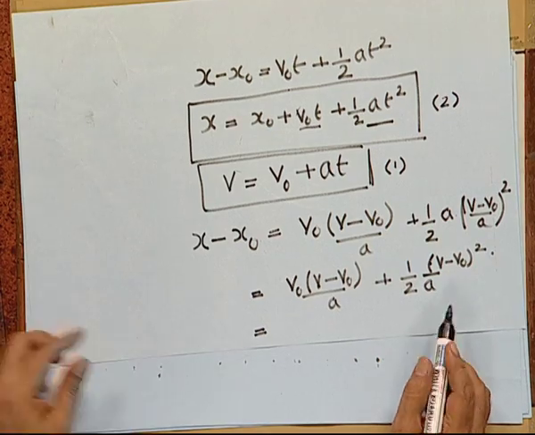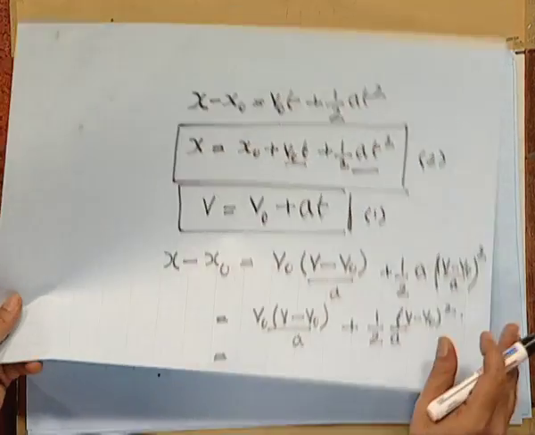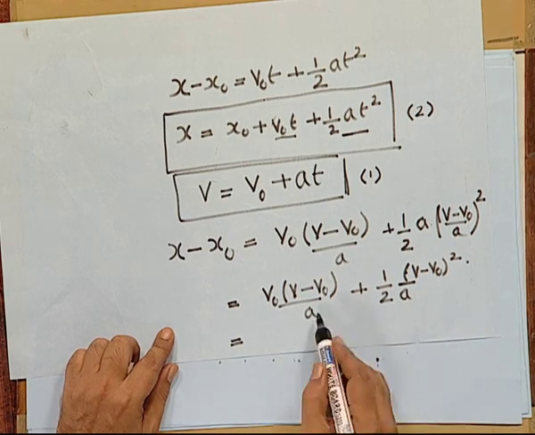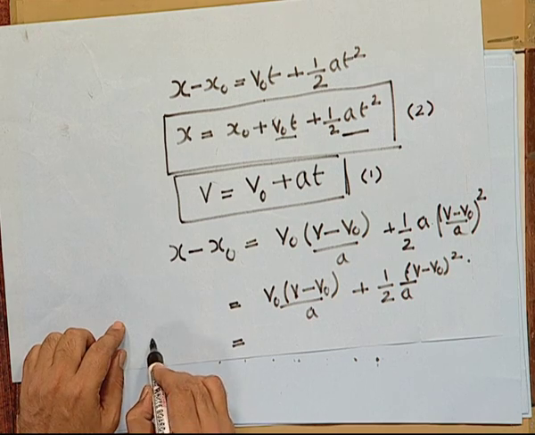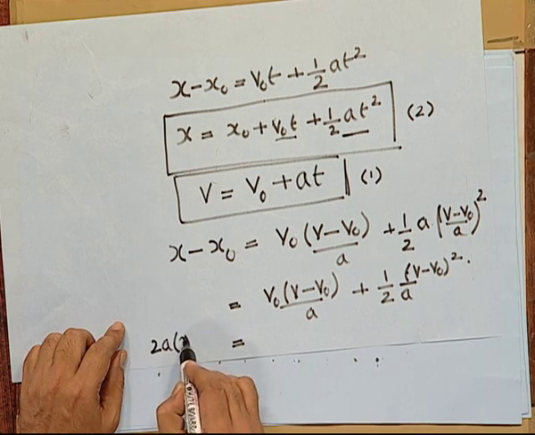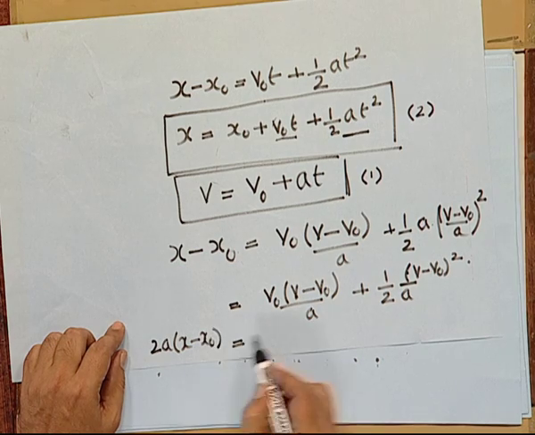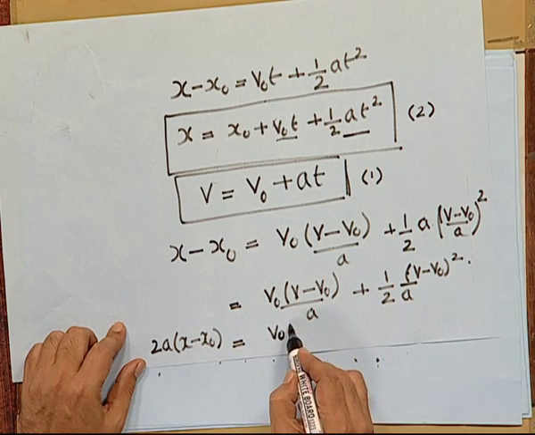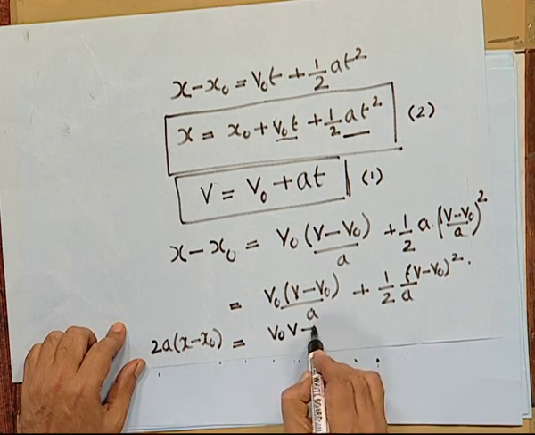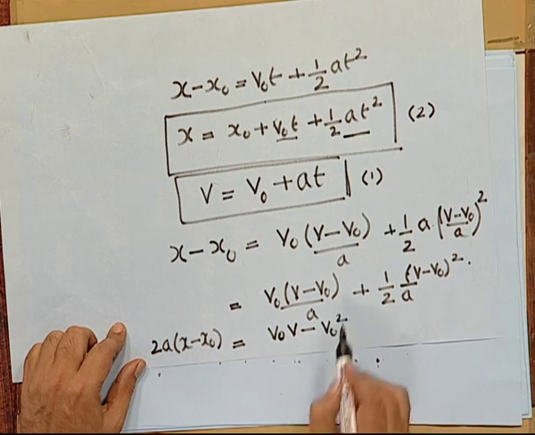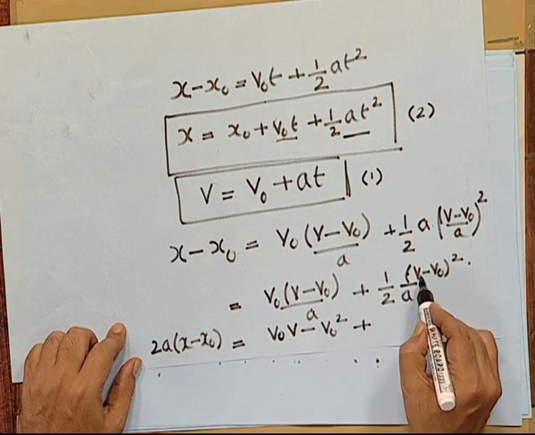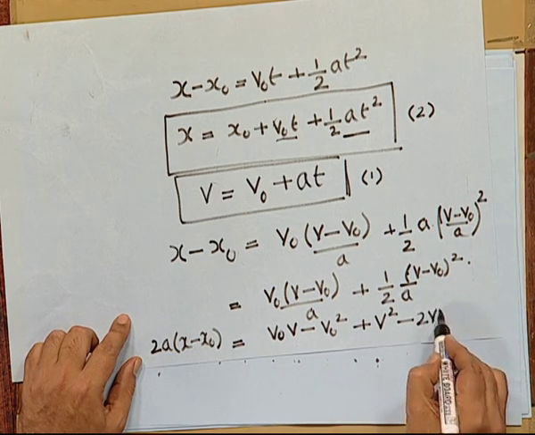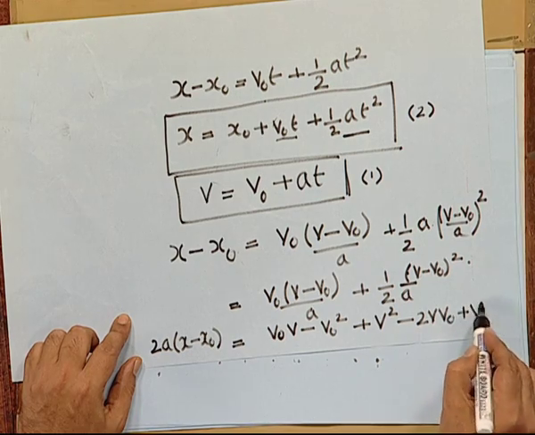This can be simplified further, and you have the result: x minus x naught, you have a here, multiply by 2a on the left hand side, you have 2a into x minus x 0 as 2 v 0 v minus 2 v 0 squared plus v minus v 0 squared, which becomes v squared minus 2 v v 0 plus v 0 squared.